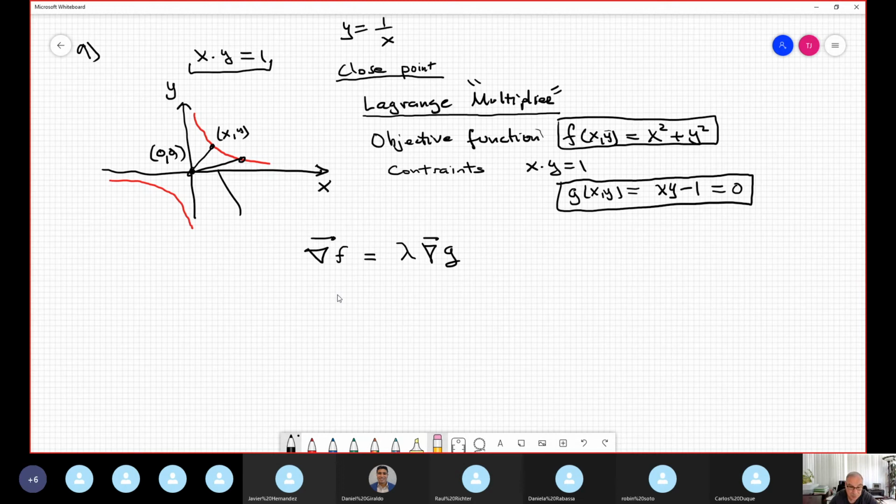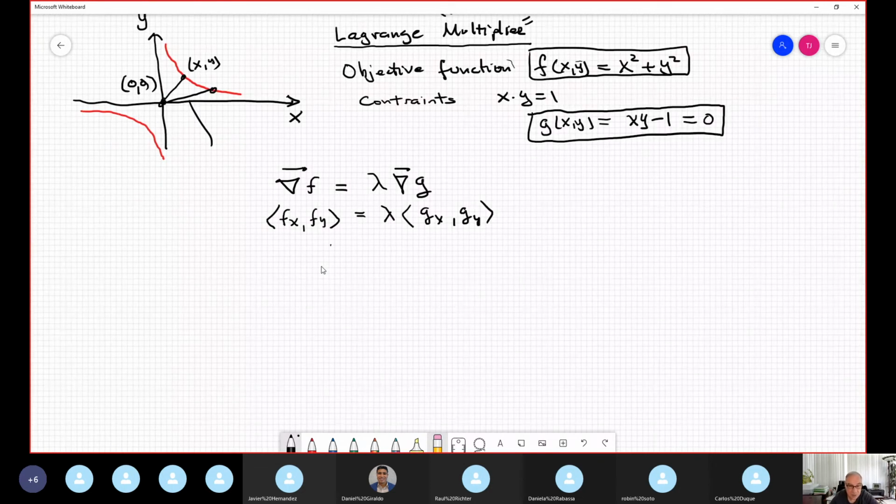Okay, but then you separate the components. So our problem is 2 dimensional. This is component x, component y. You know the definition of the gradient. Translate into one common easy language. f of x is equal to lambda g of x. That's my first equation. My second equation is f of y is equal to lambda g of y.